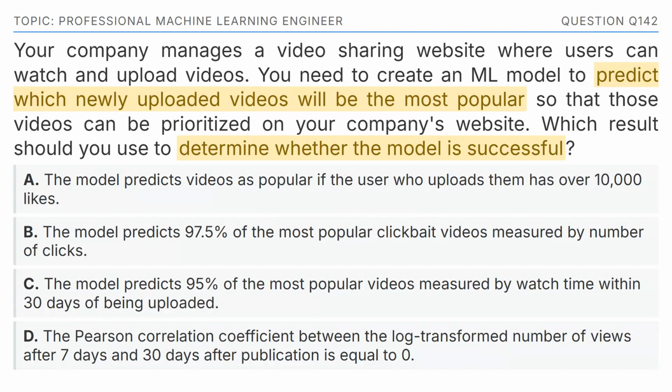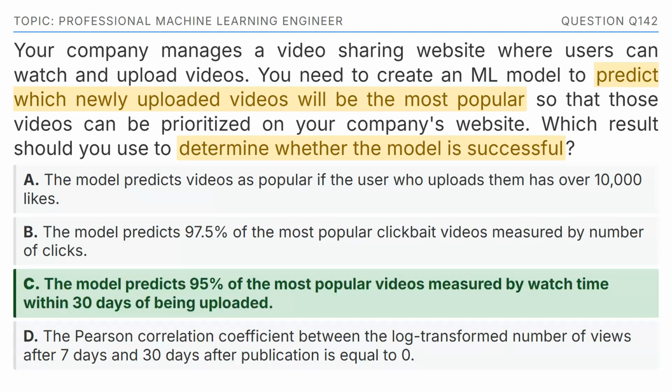To arrive at the correct answer, we focus on the keywords: predict which newly uploaded videos will be the most popular, determine whether the model is successful. The correct answer is option C. The model predicts 95% of the most popular videos measured by watch time within 30 days of being uploaded.